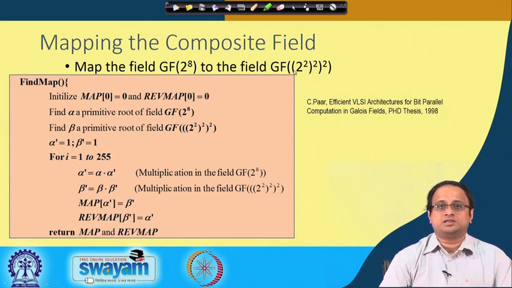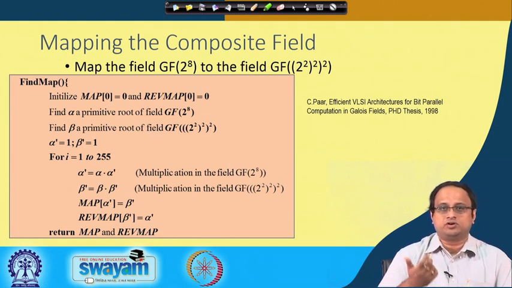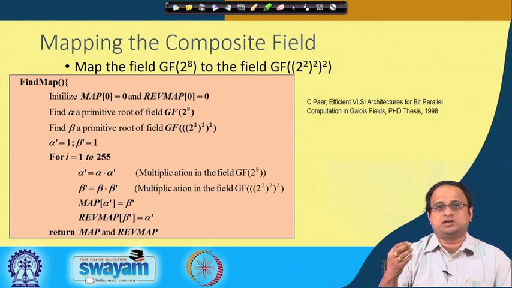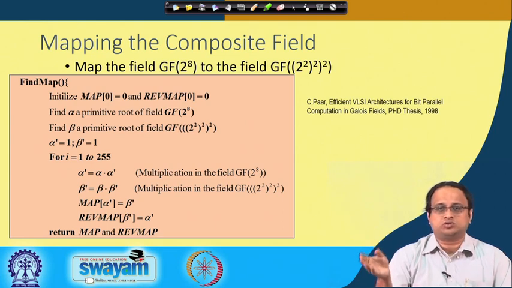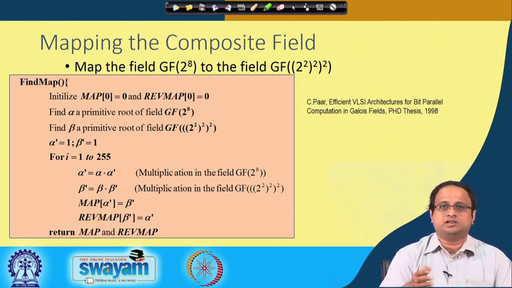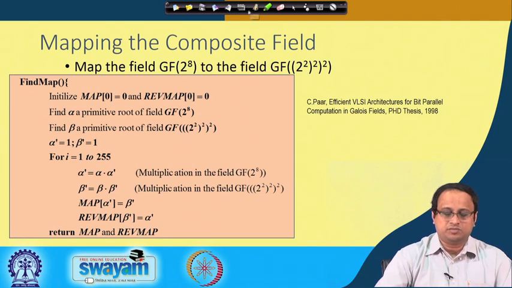Both of them have got the same number of elements, only the way you are doing the computation is different. So when you are doing isomorphism, you can perform a multiplication in the transform field, and then apply the reverse transformation to get the result in the original field. That is what we have discussed in the previous class.